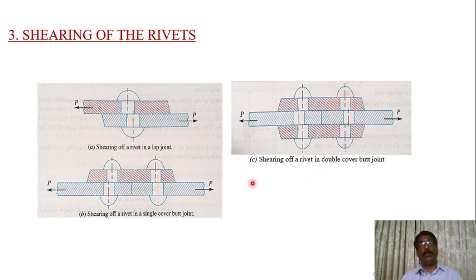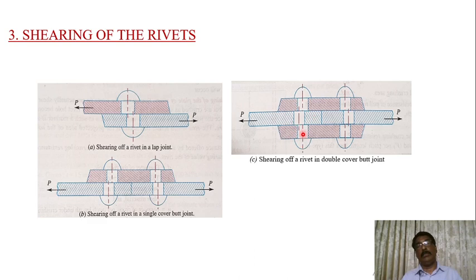So what we have to remember here is, in the case of a lap joint, the rivet will always be in single shear, and also in the case of a butt joint with a single cover plate, each rivet will be in single shear. But in a butt joint with double cover plates, each rivet will always be in double shear.